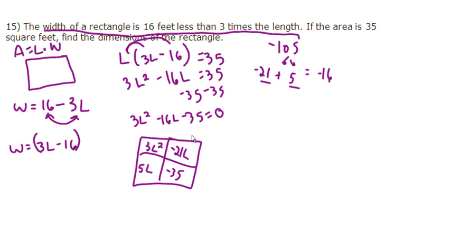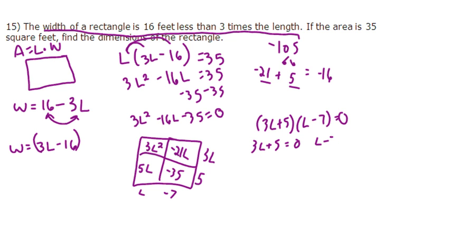So I take out GCF. Horizontally, I can take out a 3L and a 5. Vertically, an L and a negative 7. They're both divisible by 7. Okay? So I have 3L plus 5 times L minus 7 equals 0. So I set them both equal to 0, so I can solve. This one I would subtract 5 and divide by 3, so it's negative 5/3. This one I just have to add 7.